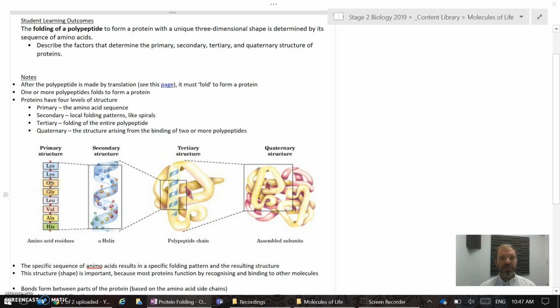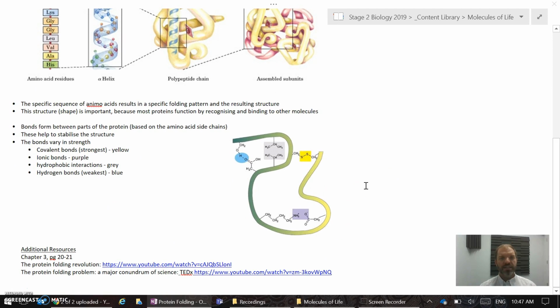So primary structure is the amino acid sequence, secondary structure, local features like an alpha helix, tertiary structure, the 3D structure of a single polypeptide, and quaternary is how they go together to make a protein. And this is 100% determined by those amino acid sequences and the environment that it's in. Because of course, the amino acid side chains are going to interact with each other, and you can see here 4 different ways that they can bond.